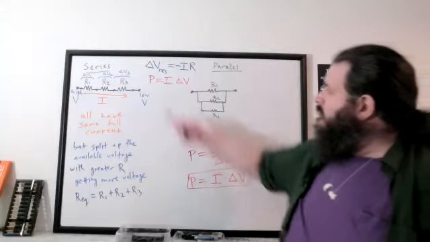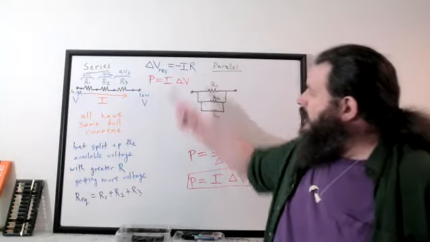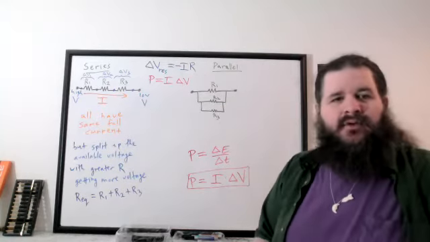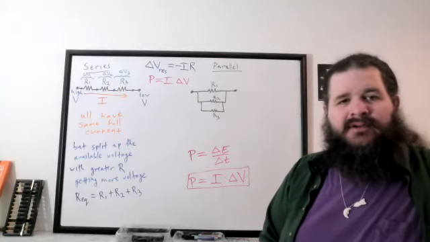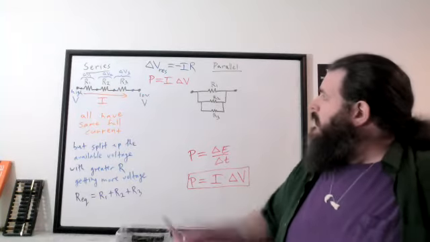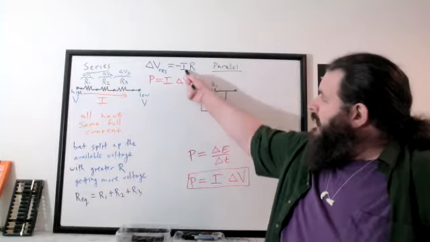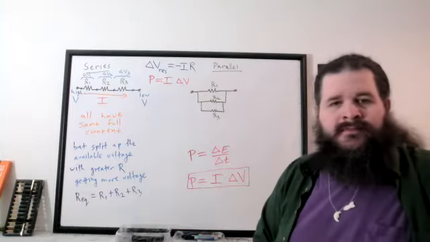Because for a resistor, we can replace delta V with IR. And I'm going to ignore the negative because we don't really care about sign here. We're just looking for how much power. If you replace delta V with IR, what does this turn into?